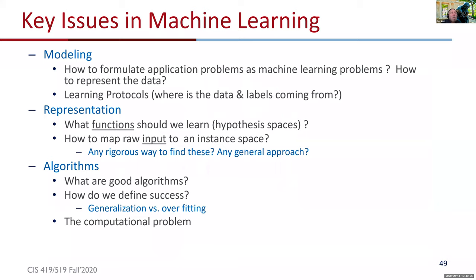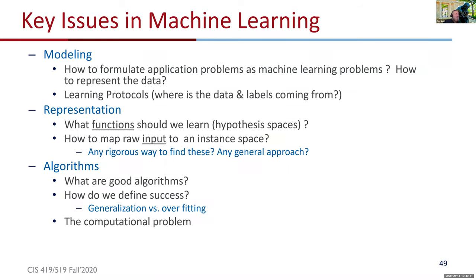we highlighted the key issues in machine learning. So one of them is modeling: how to formulate a problem as a machine learning problem, how to represent the data, and what are the learning protocols. And we're going to discuss this again throughout the semester. What is the representation, the second component? And representation really is two components here. So what function should we learn, the hypothesis space, and how do we represent the input in the instance space?